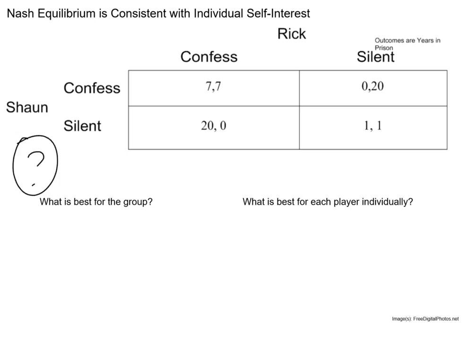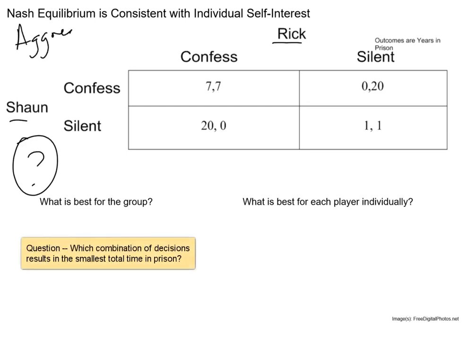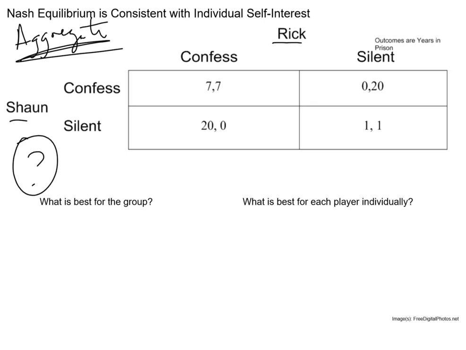Question: if we look at these outcomes, they're years in prison. We've been thinking about these as individual years in prison, but what if we asked about collectively? If we looked at the total or the aggregate amount of time in prison, which of these decisions is going to produce the smallest total amount of time in prison? To identify the total, you're going to be adding together the outcomes and thinking about which combination is going to be best for the group, that is going to minimize the group amount of time in prison.